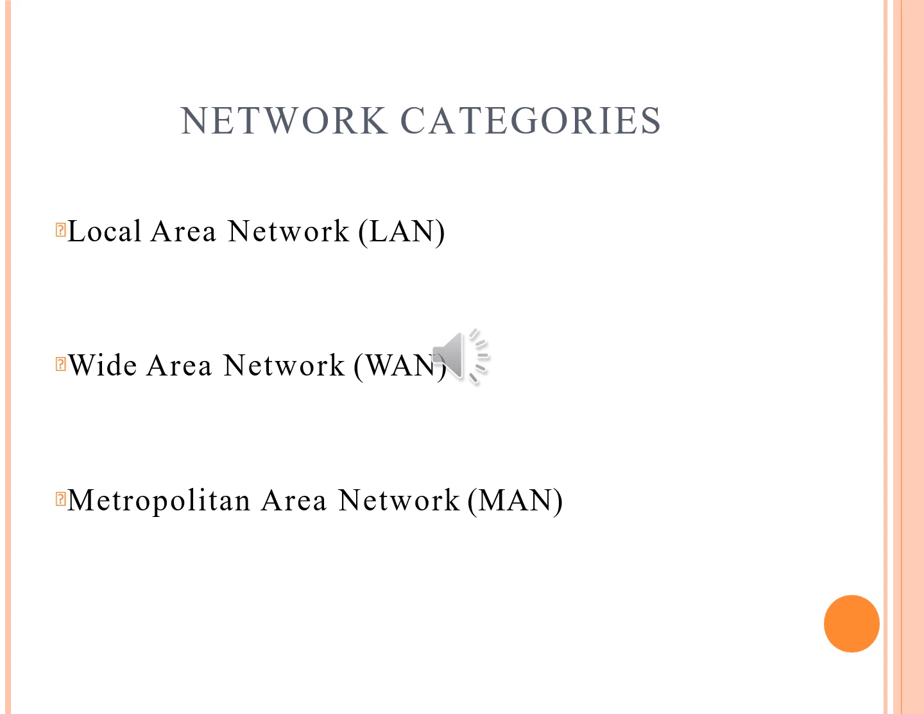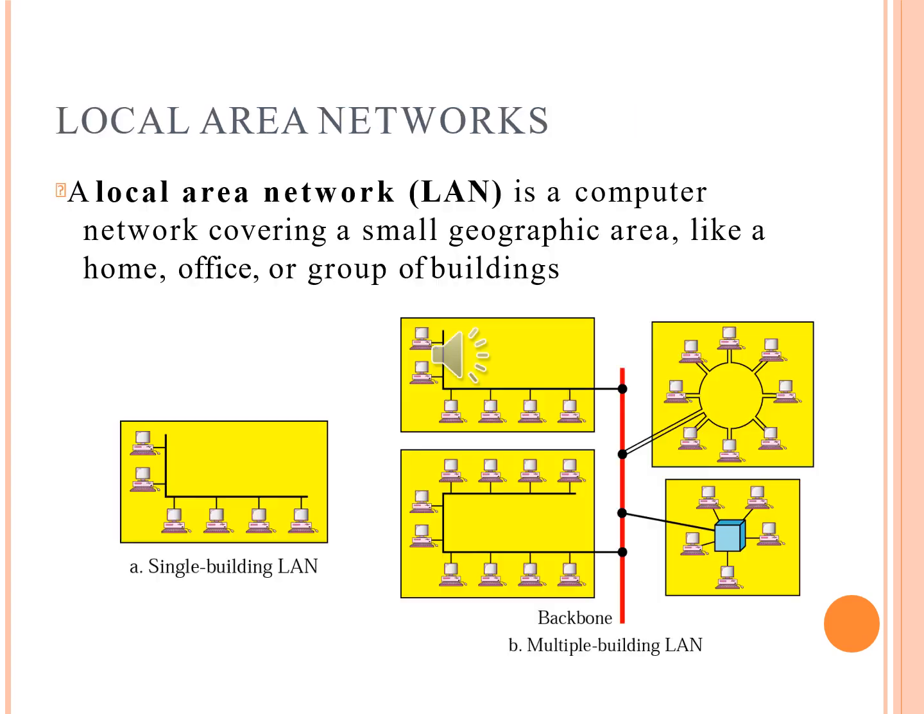Let us talk about the different categories or different types of the network. We have local area network, wide area network, and metropolitan area network. Local area network, or LAN, is very common to all of us. It means we have a network available on some specified area, like some office area or campus area, and we share resources on that campus. That is possible with the help of the local area network.